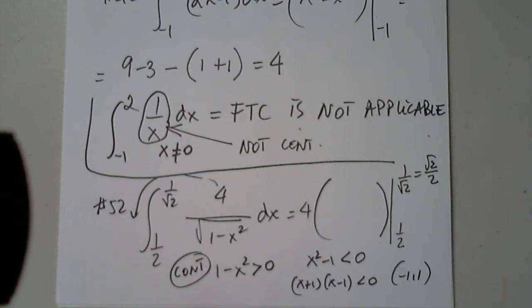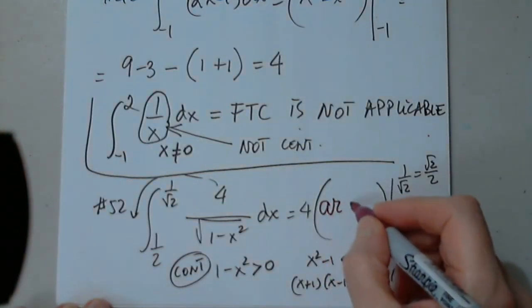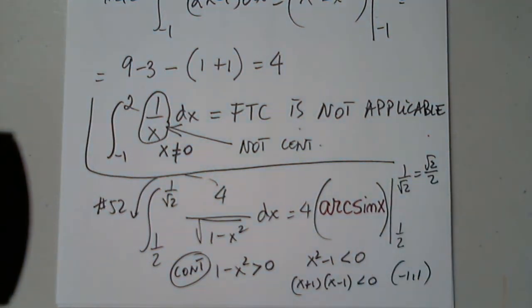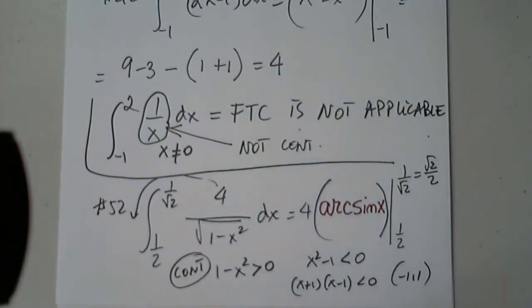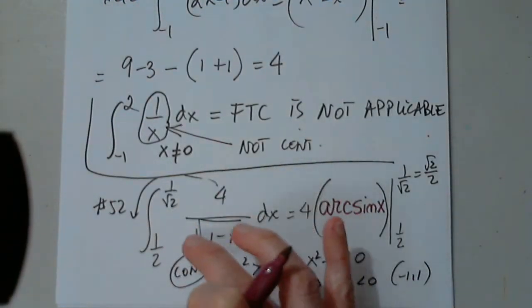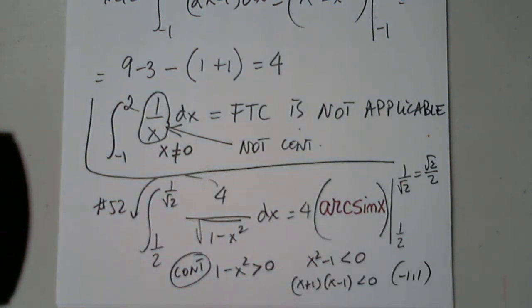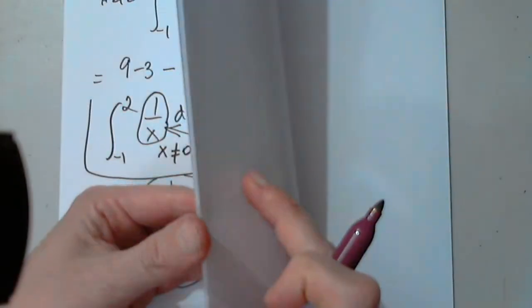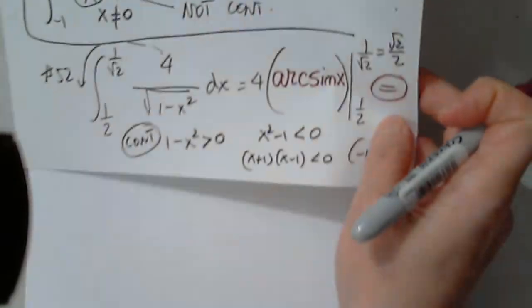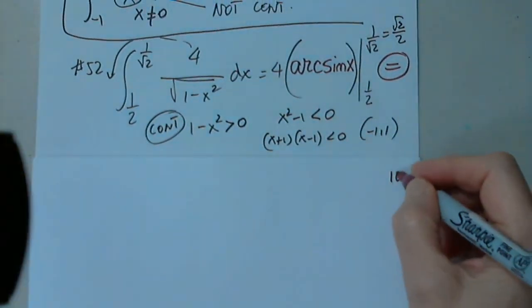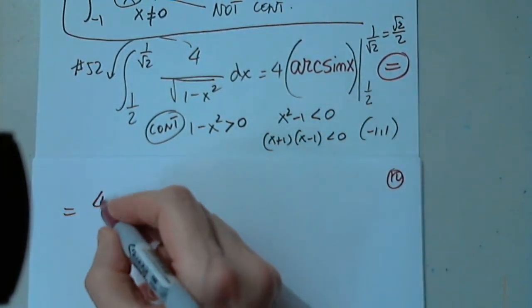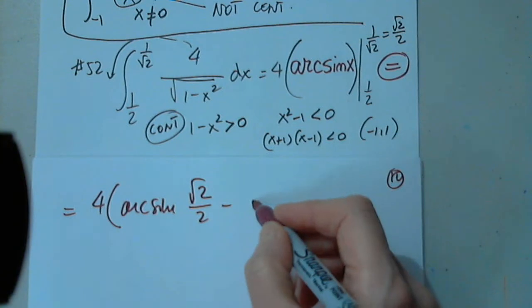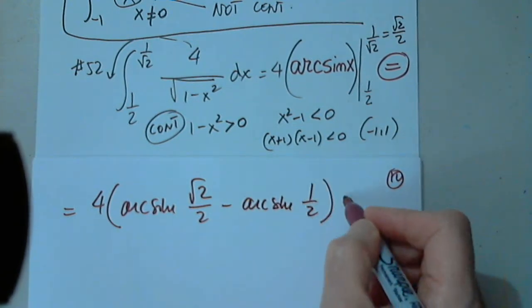Square root of 1 minus x squared. Yeah. Arc sine prime is 1 over the square root of 1 minus x squared. Arc cosine prime is -1 over the square root of 1 minus x squared. Okay, so now from here, I'm going over all this, which I'm on page 10. So then I have 4 outside, arc sine of the square root of 2 over 2 minus arc sine of 1/2.